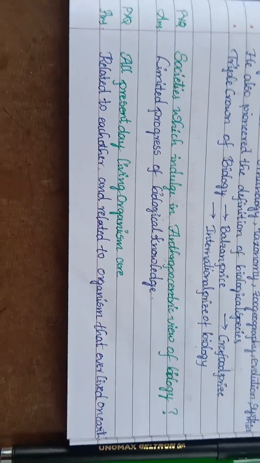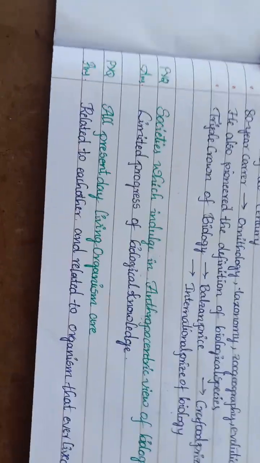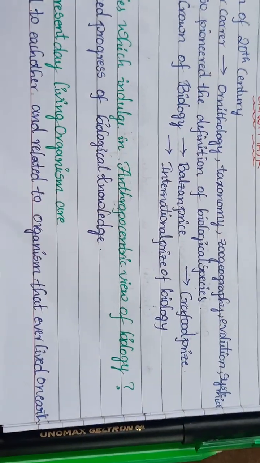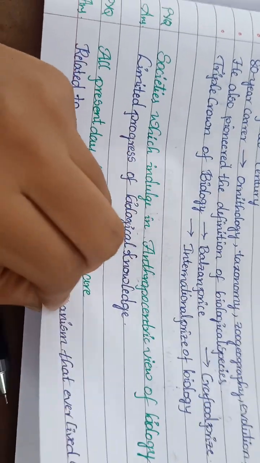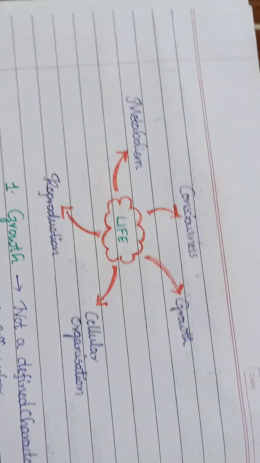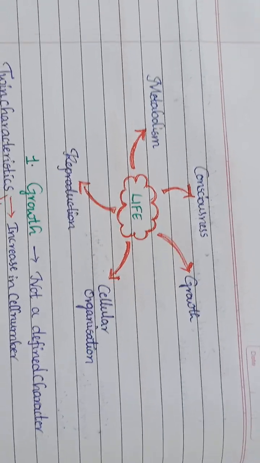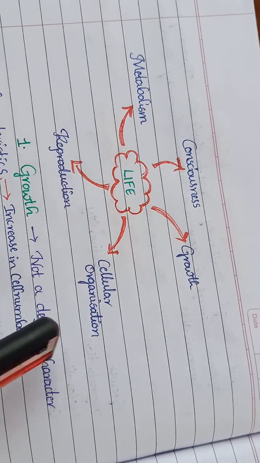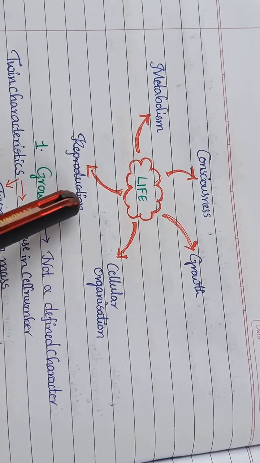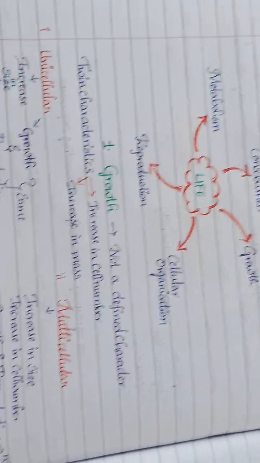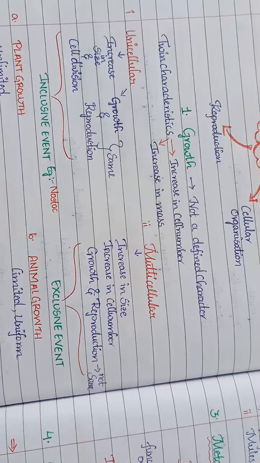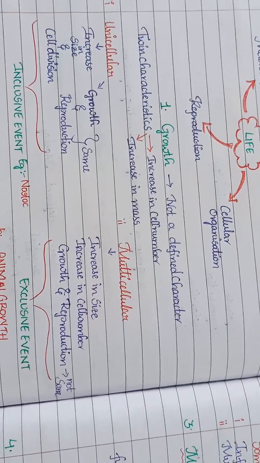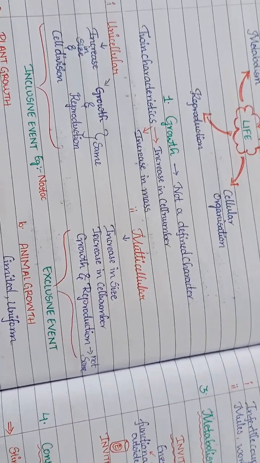All present day organisms are related to each other and related to organisms that ever lived on earth. These are the two PYQs. Next, life. What is life? Life is about five words: growth, cellular organization, reproduction, metabolism, consciousness. Firstly, what is growth? Growth has twin characteristics: increase in cell number and increase in mass.